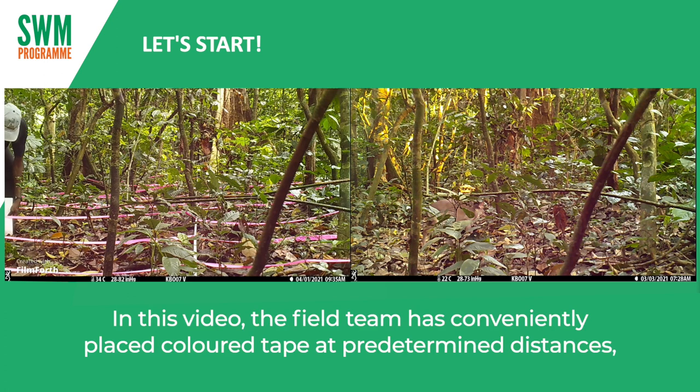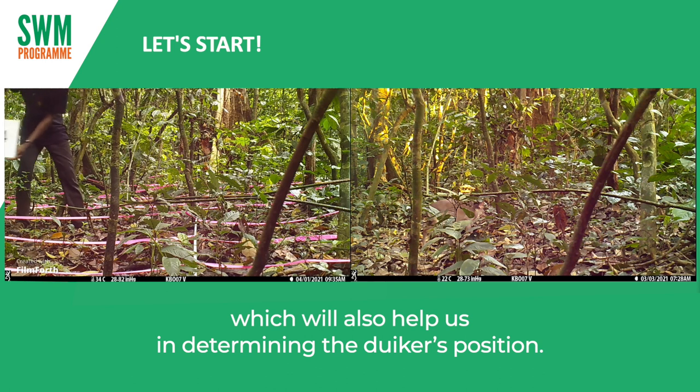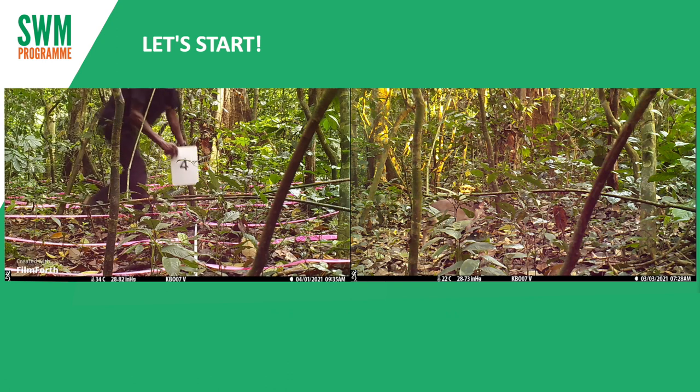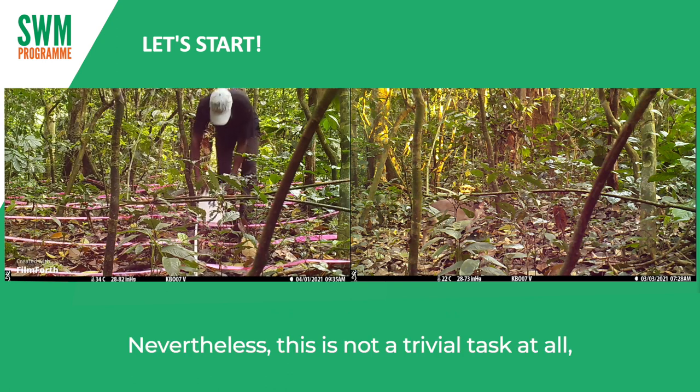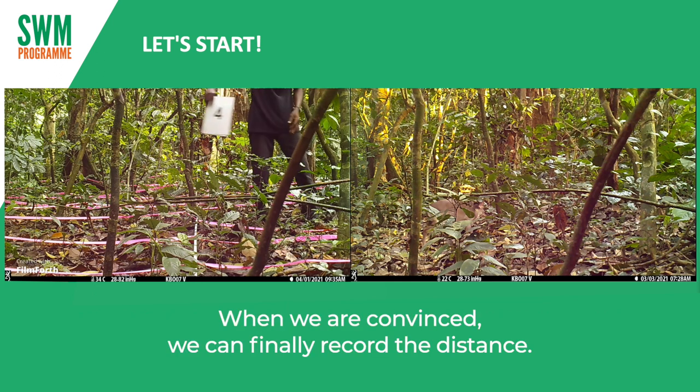In this video, the field team has conveniently placed color tape at predetermined distances, which will also help us in determining the duiker's position. Nevertheless, this is not a trivial task at all, and we might need to play the video several times before we get an idea of where the duiker was. When we are convinced, we can finally record the distance.